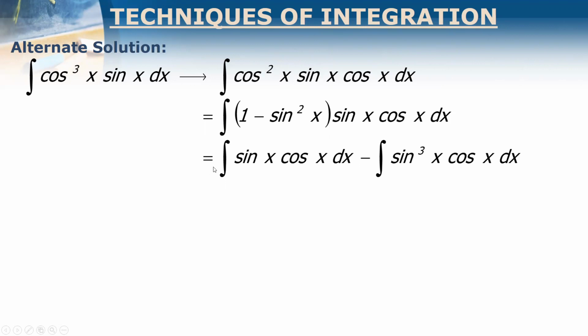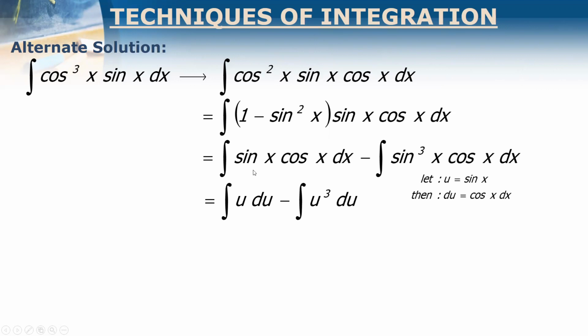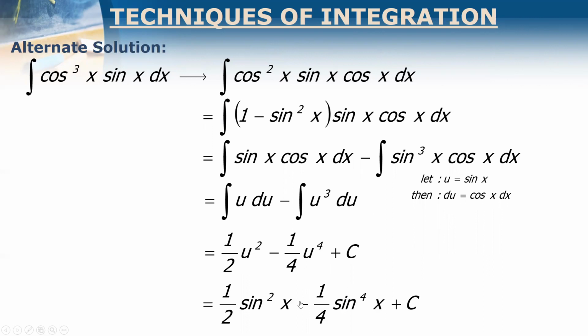Okay. So you can use the u substitution here. Basic lang na. Let u equal to sine x for both terms, and du is cosine x dx. So we have the integral of u du minus the integral of u cubed du. So the next step is to integrate. We have 1/2 u squared, or u squared over 2, minus u to the 4th over 4. And then replace u by sine x.